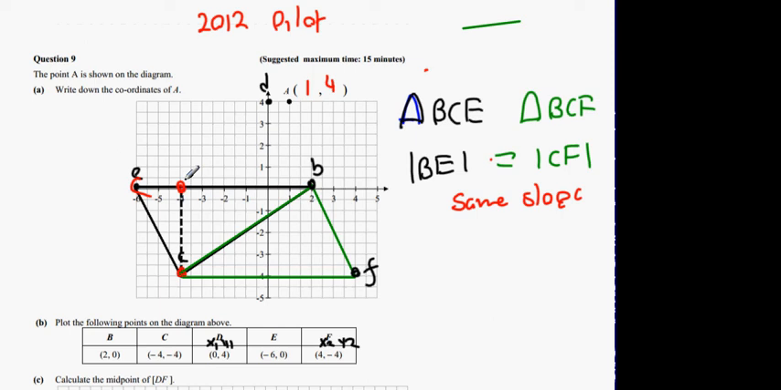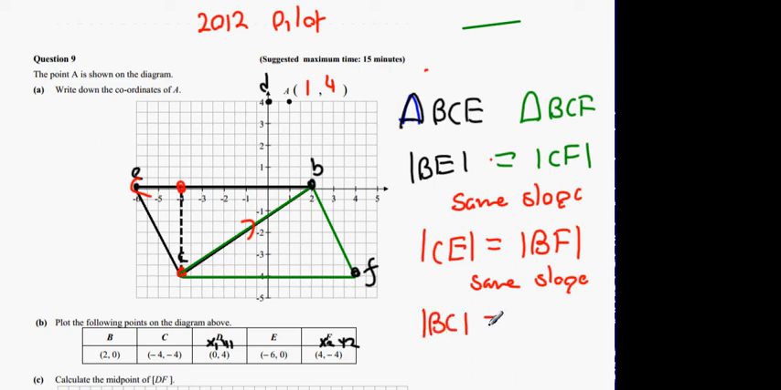Both of them go up 4 across 2. Yeah? So they're the same length and the same slope. You happy with that? Same length, same slope. So what is it? B, what do we say? CE equals the length BF, and they also have the same slope. And finally, what's the last side? It's a common side. BC equals BC, common side.